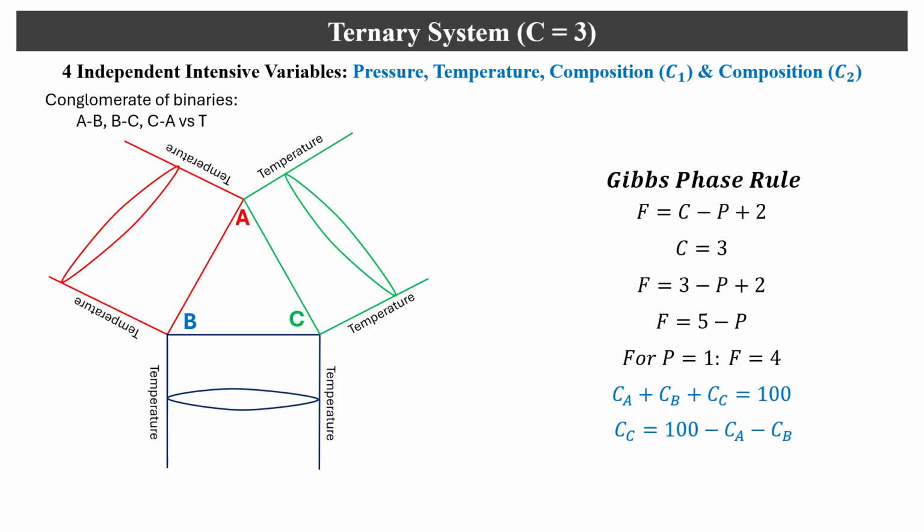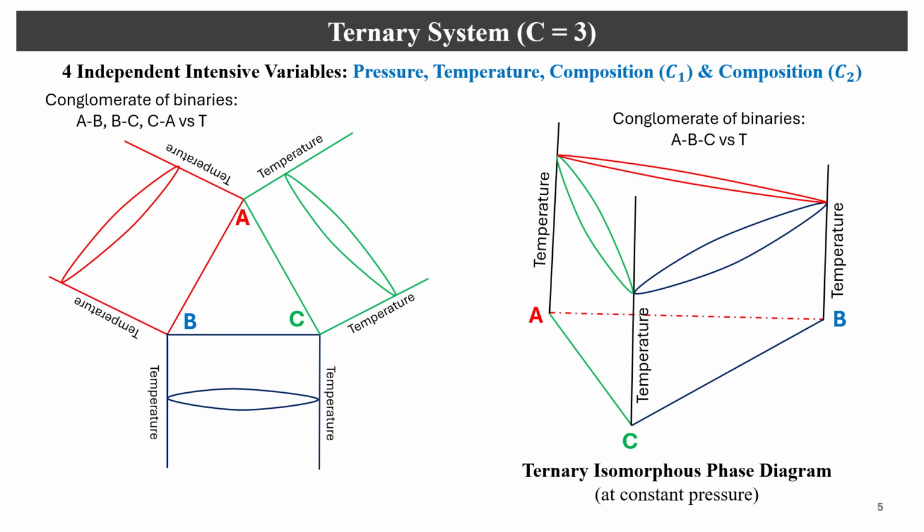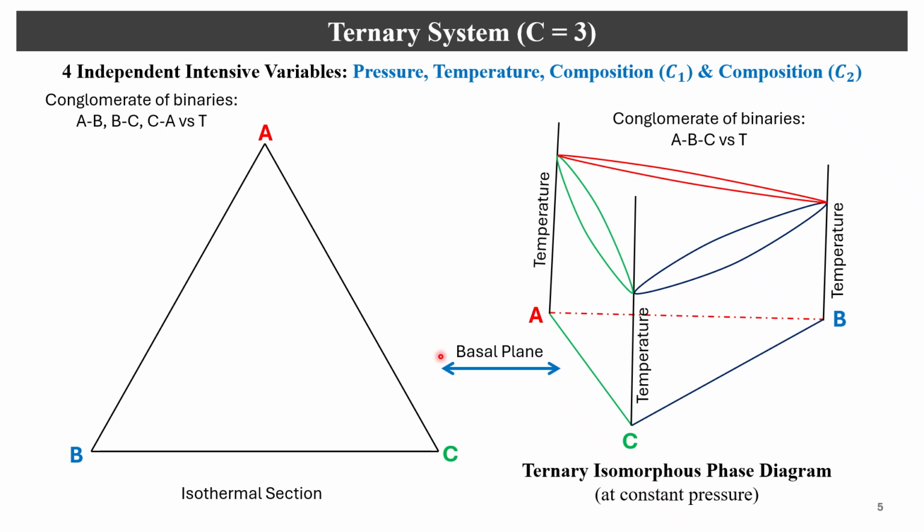If we add the temperature axis also, this is how it looks. This is a triangular prism. Right? You can see this is an ABC ternary isomorphous phase diagram at constant pressure. Here the vertical axis represents the temperature and the basal plane you are seeing is actually the composition. If you see very carefully, this basal plane is nothing but an equilateral triangle. Right? This particular equilateral triangle is nothing but the Gibbs composition triangle.